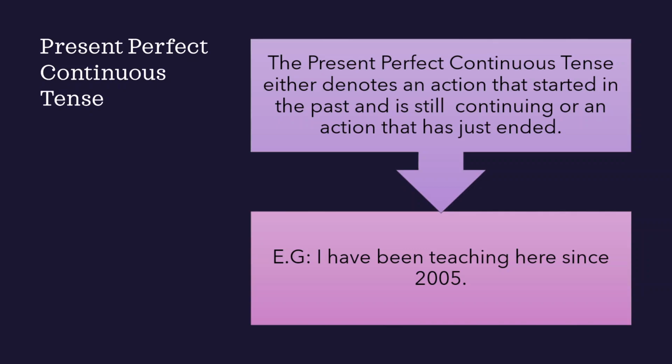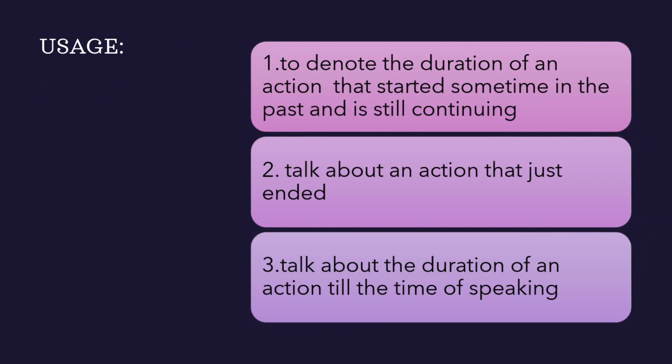I can even say, I have been running since 6 a.m. Now, this sentence tells us that the speaker started running at 6 a.m. in the morning and the act of running continued until the time of speaking. Its usage, it is used to denote the duration of an action that started sometime in the past and is still continuing.